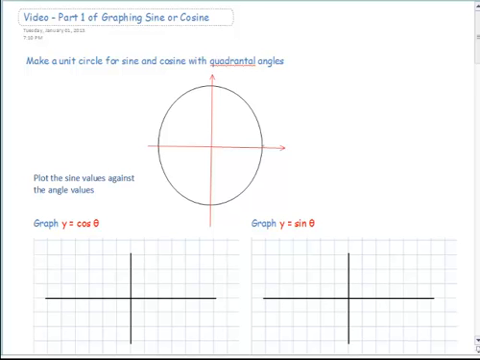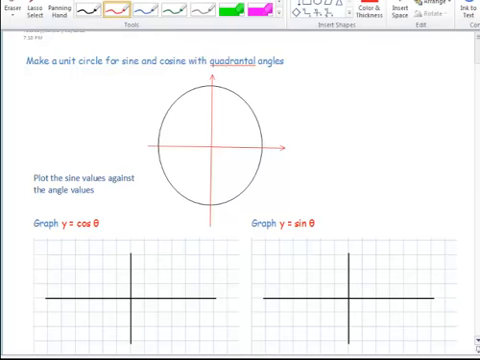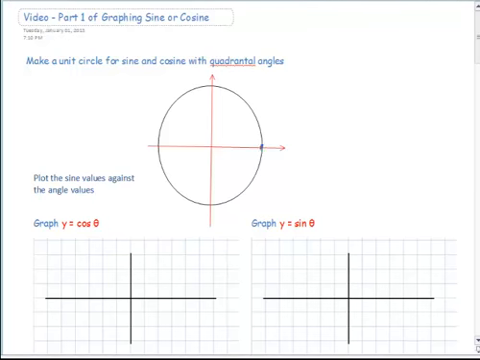So we're going to start off by using the unit circle, and we're going to plot quadrantal angles in radians. So let's just start off on the unit circle. We're going to plot these coordinate points, and I want you to remember that from the unit circle, when we plot these coordinate points, the x value corresponds to the cosine of the angle.